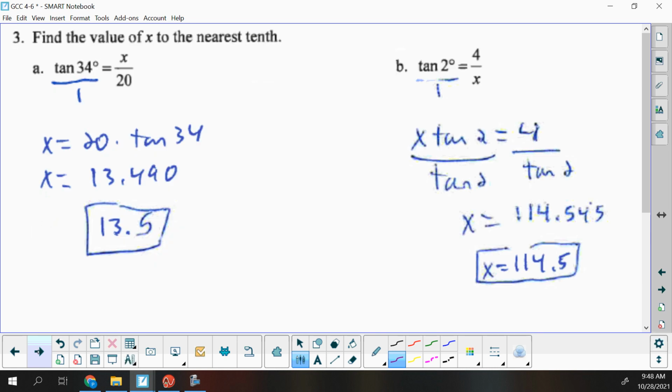For 3A and B, they already gave us the setup. This was just practicing cross multiplying and solving. So A should be pretty basic. B, after you cross multiply, you then have to divide by the tan 2. So you got 13.5 and 114.5.